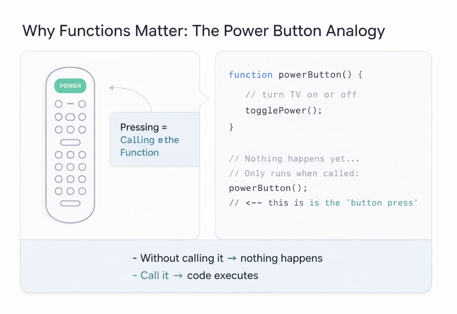The power button analogy really helps make this concrete. Imagine the code inside a function is like the electronics inside a TV remote's power button. The circuitry is there, it's ready, but nothing happens until you actually press the button. In the same way, a function definition just sets up the code. It says, here's what I can do. But the actual execution, the actual running of that code, only happens when you call it.